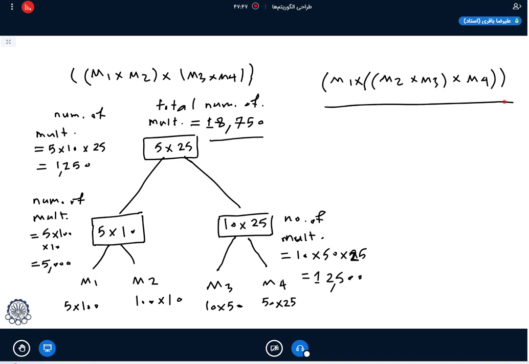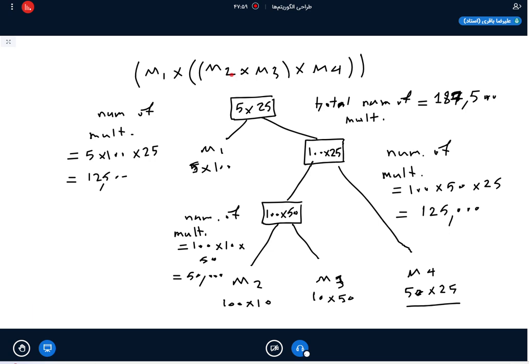Now, let us consider the right side and other parentheses. We consider it in the next slide. Okay, here first we multiply M2 and M3. The number of multiplications that are done in this multiplication is 100 multiplied by 10 multiplied by 50. So the number of multiplications is 5,000.